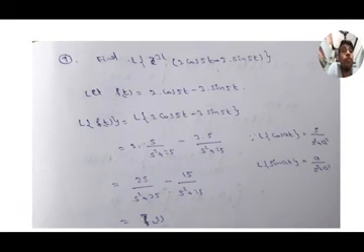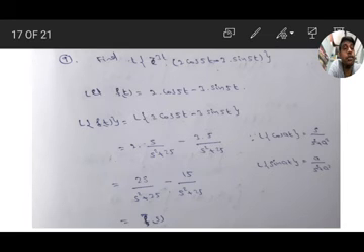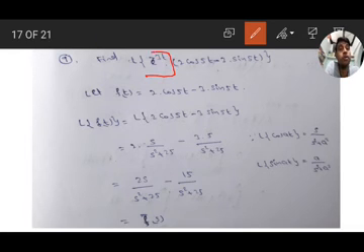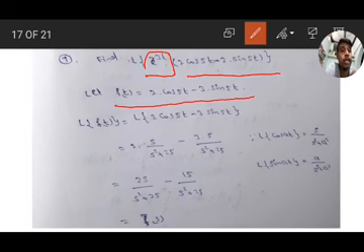Find L of e to the power of minus 3t into 2 cos 5t minus 3 into sin 5t. Here, except e to the power of minus 3t, the remaining is f of t. So f of t equal to 2 into cos 5t minus 3 into sin 5t. First we need to find L of f of t. So L of 2 into cos 5t minus 3 into sin 5t.